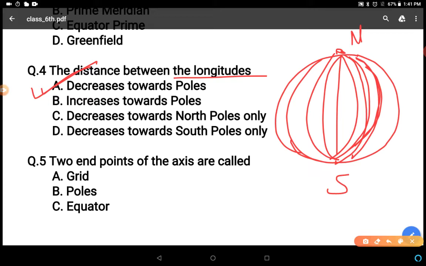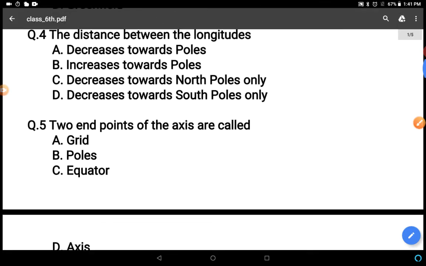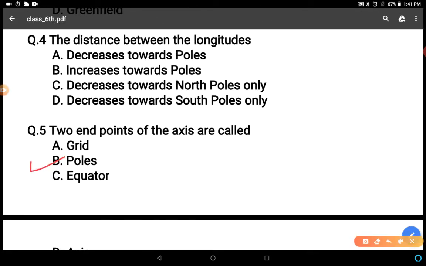Two endpoints of the axis are called grid, poles, equator. So in the same figure we see that this is the northern pole, this is the southern pole. So this is the axis, clear? Two endpoints of the axis are called grid, poles, equator, and the fourth option is axis. So the answer is poles.